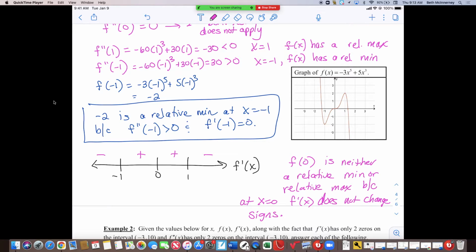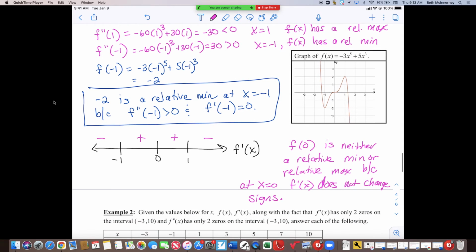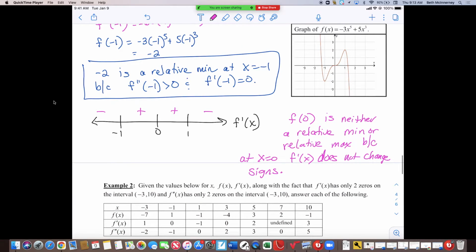All right, so when you're ready, let's look at example 2. And I want to pause a moment and give you 3 or 4 minutes to look at it, think about it before I work it out. It says, given the values below for x, f of x and f prime of x, and actually I have f double prime down there too, along with the fact that f prime of x has only 2 zeros on the open interval from -3 to 10, and f double prime of x has only 2 zeros on that open interval, -3 to 10.